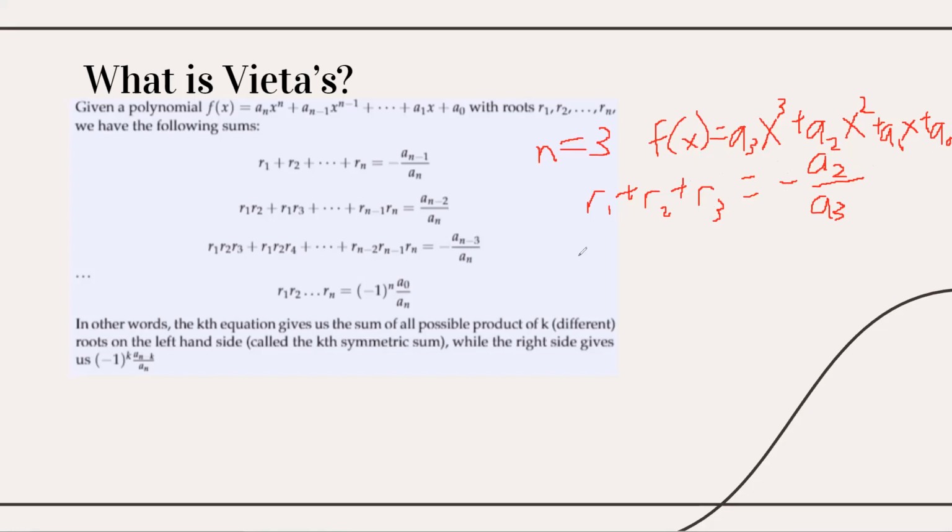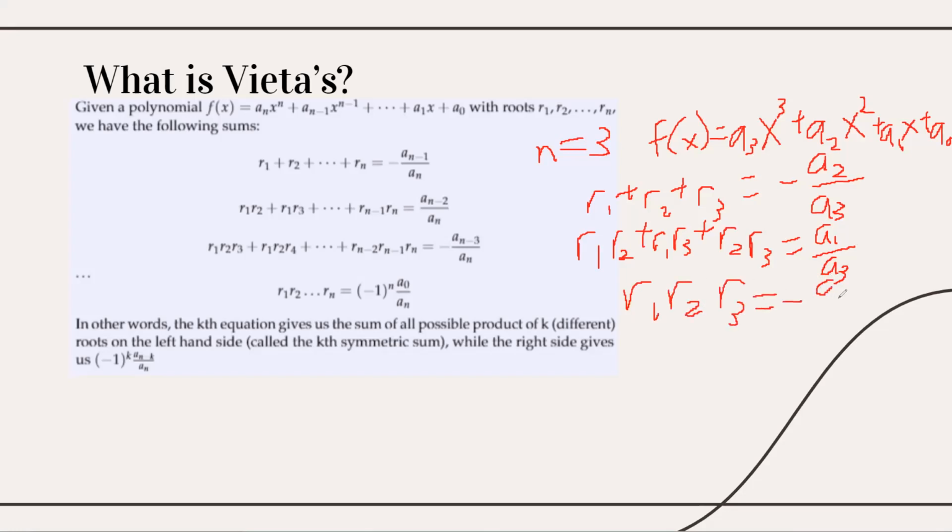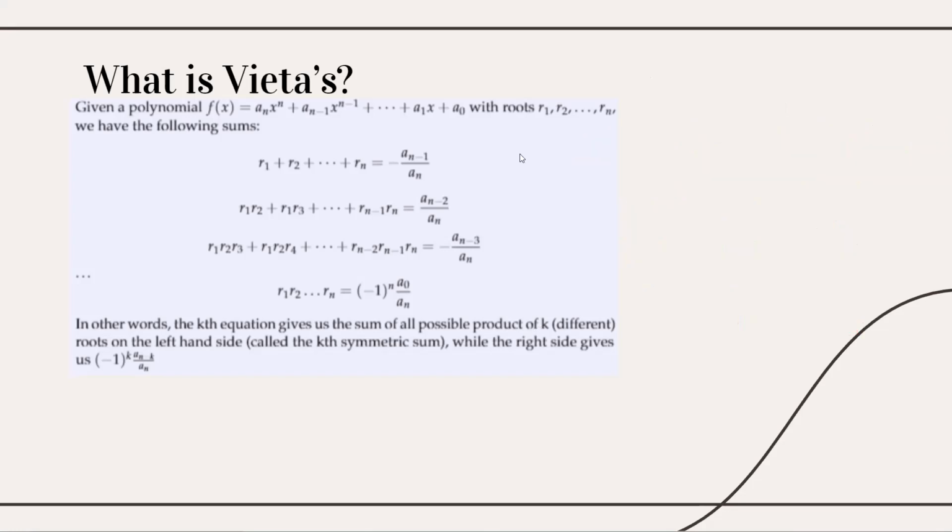And for our second equation, we will have r1 r2 plus r1 r3 plus r2 r3, right? So all possible products of two different roots at a time, and that will be equal to a1 over a3. And on the third equation, we will just have r1 r2 r3 is equal to negative a0 over a3, right? Because we basically take the product of three different roots and we add that up over all possible triplets of roots. But since there's only three roots, we only add one possible triplet of roots. Okay, so that's kind of what Vieta says.